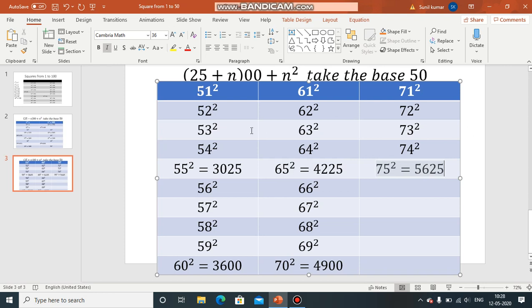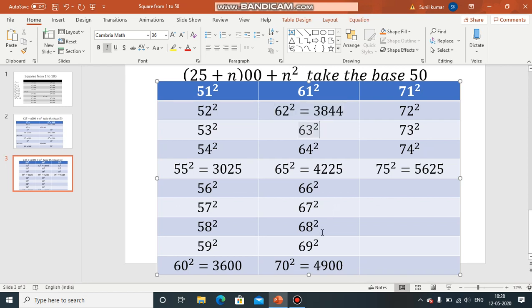Okay, this is all very simple. Then what about the other numbers? Here we have to use 25 plus n, double 0, plus n square, taking the base as 50. Let us take 62 square. This is 50 plus 12, so the n value is 12. Adding 12 to 25 gives 37, so 3700 plus 12 square, that is 144. 3700 plus 144 is 3844. So the square of 62 is simply done.